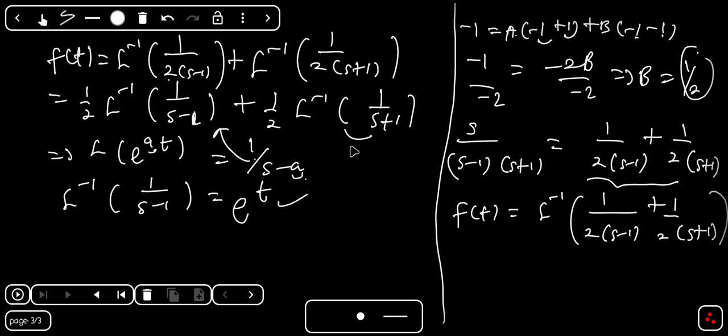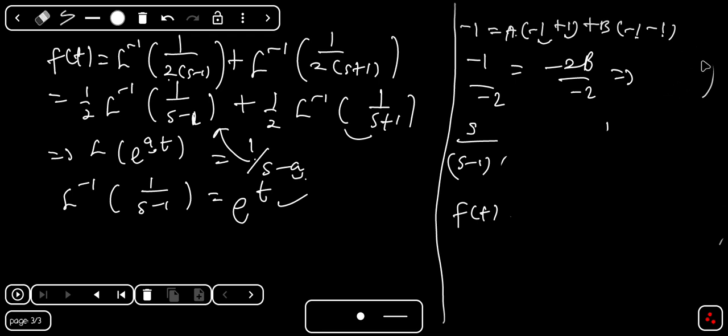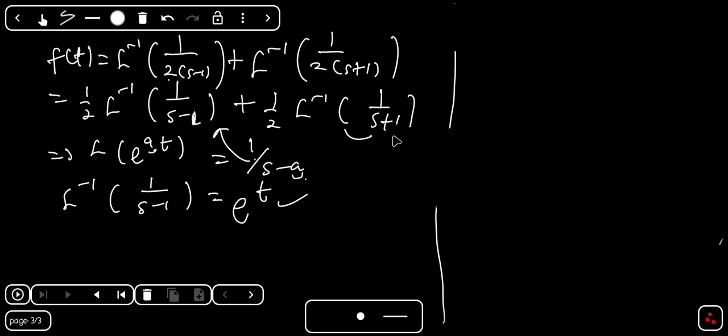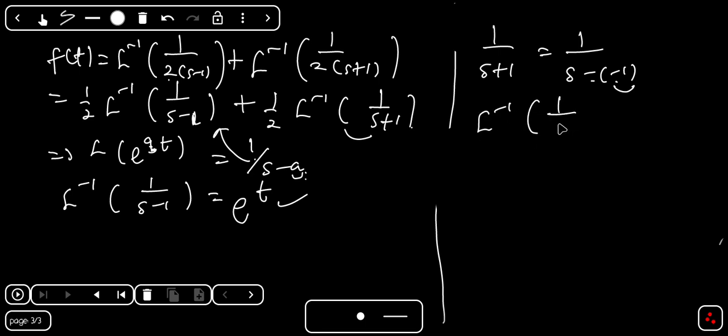Now, what about this one? So let me clean this part to solve for the inverse Laplace of the second function there. Okay, so now, what about this one here? So we can write 1 over s plus 1 as 1 over s minus negative 1, because minus multiplied by minus will give us plus. Therefore, we can see that the value of a here will be what? Negative 1. So just substitute a to be negative 1 here. So we are going to have the inverse Laplace of 1 over s plus 1 is equal to e raised to the power of negative t.